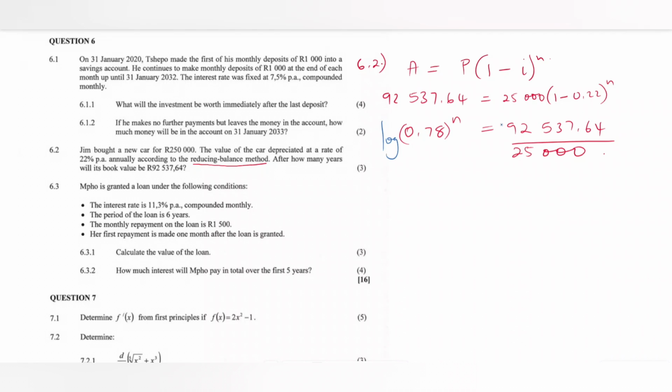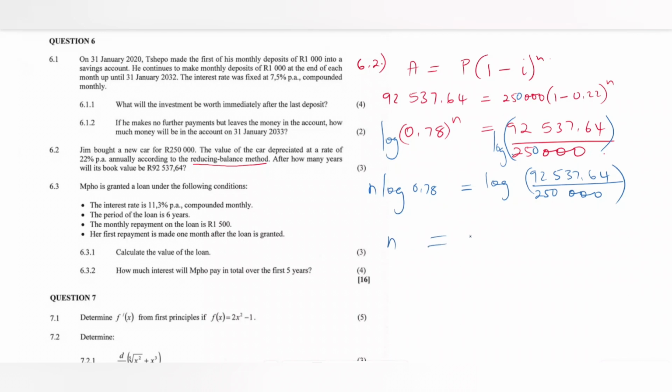Then we need to apply the logarithm both sides. That will be log, then by laws of logarithm, the exponent is going to drop. That will be n log 0.78 is equal to log. This one I can keep it like that to avoid rounding off numbers. 92,537.64 over 250,000. Sorry, I just accidentally wrote 2 and 5. This is 250,000. Then I'm going to divide by log 0.78.